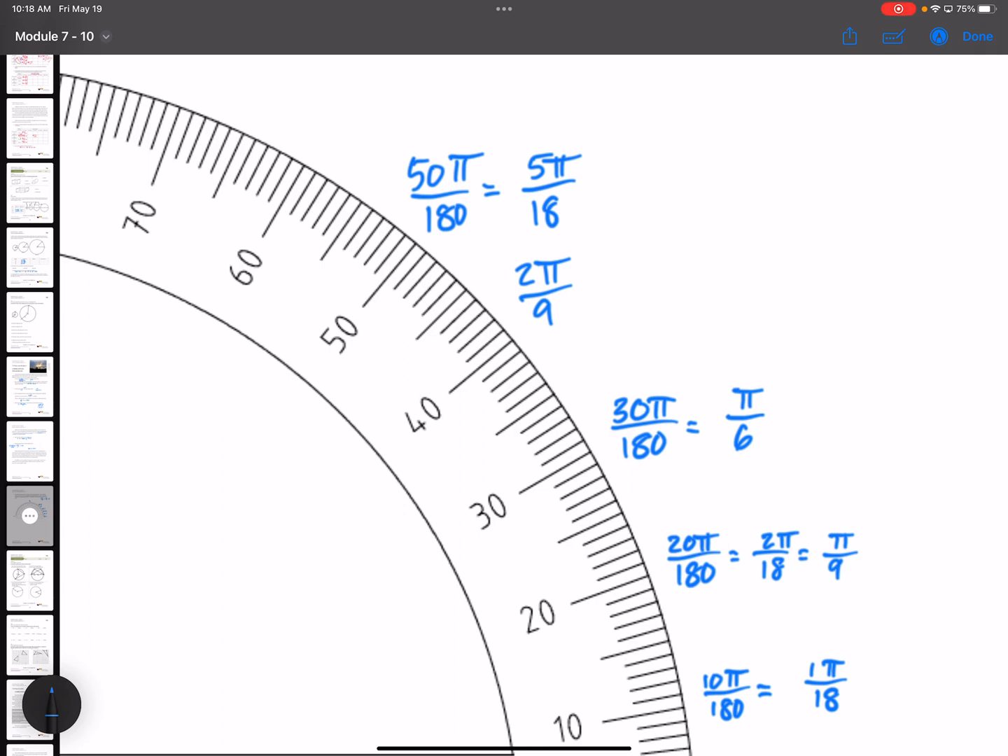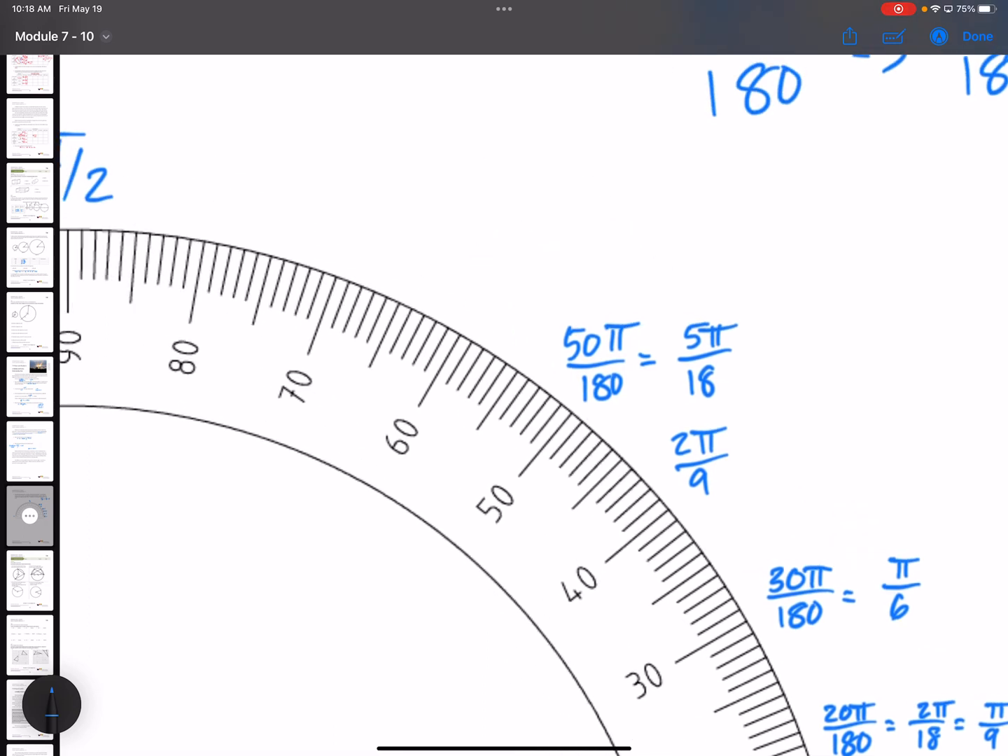Can you do the next one on your own? I don't know if I did that right. Well, what'd you get? Pi over 3. Good job. You can reduce fractions and multiply. You can multiply and reduce fractions. Okay, okay.